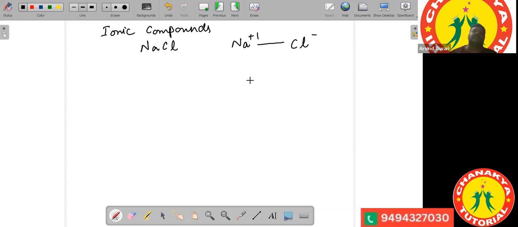So this is in the case of ionic compounds. You can have any other ionic compound. Ionic compounds are formed by the loss of electron and gain of electron. But here, carbon forms the bond by the sharing of electron, which are your covalent bonds.